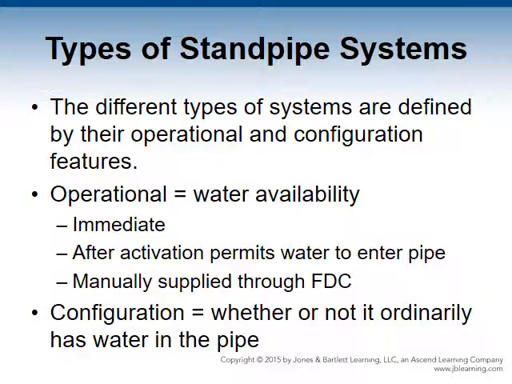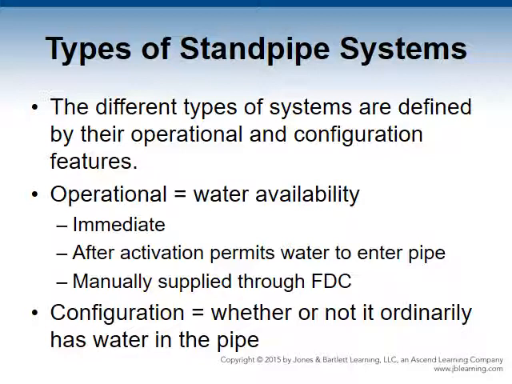The 5 different types of systems are defined by their operational and configuration features. Operational features refer to the availability of the water supply in terms of immediately available for firefighting, available after the automatic or manual activation permits water to enter the pipe, and the availability only after water is manually supplied through the different connections.